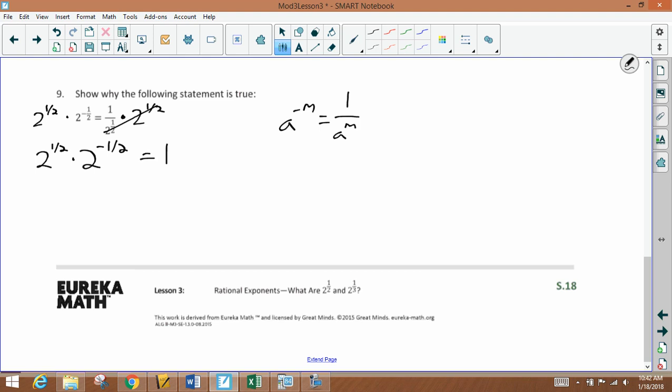If we wanted to combine these two things, what would we do to our exponents? Yeah, you would add them. So if we add that, 1/2 minus 1/2 is 0. And that's true, right? So we just verified that that was true using some algebra. Super.